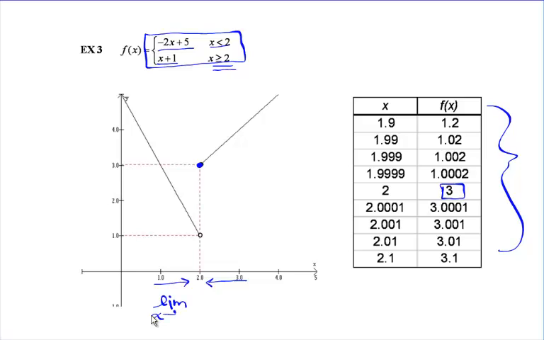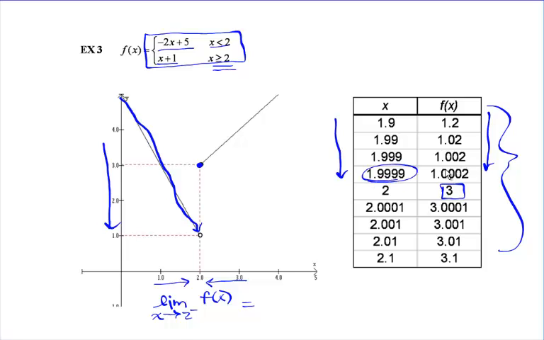So the limit as x approaches 2 from the left of our function is this part of the graph right here. As we approach input values of 2 from the left, we approach function output values of 1 from above. Again, we can see this on the table of values as well. As we get near input values of 2, but smaller than 2, we get near output values of 1.